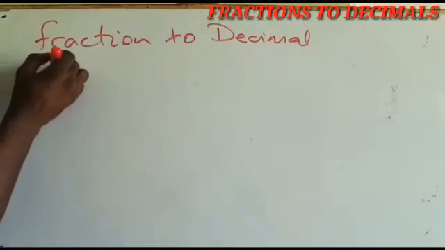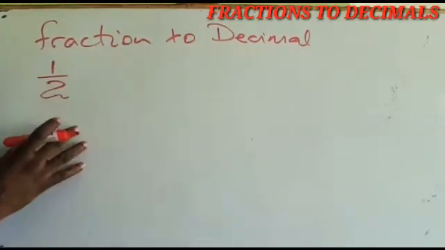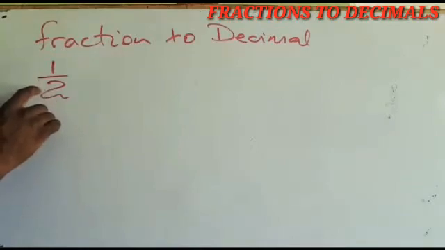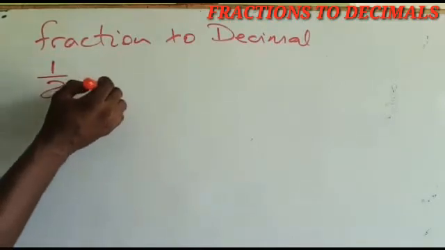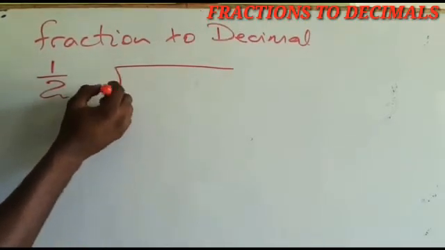Let us say we're doing a half. So we want to change a half to decimals, right? And remember, the half means 1 divided by 2. So what we're going to do is set up our long division. We could do short division, but I'm dealing with long division now.